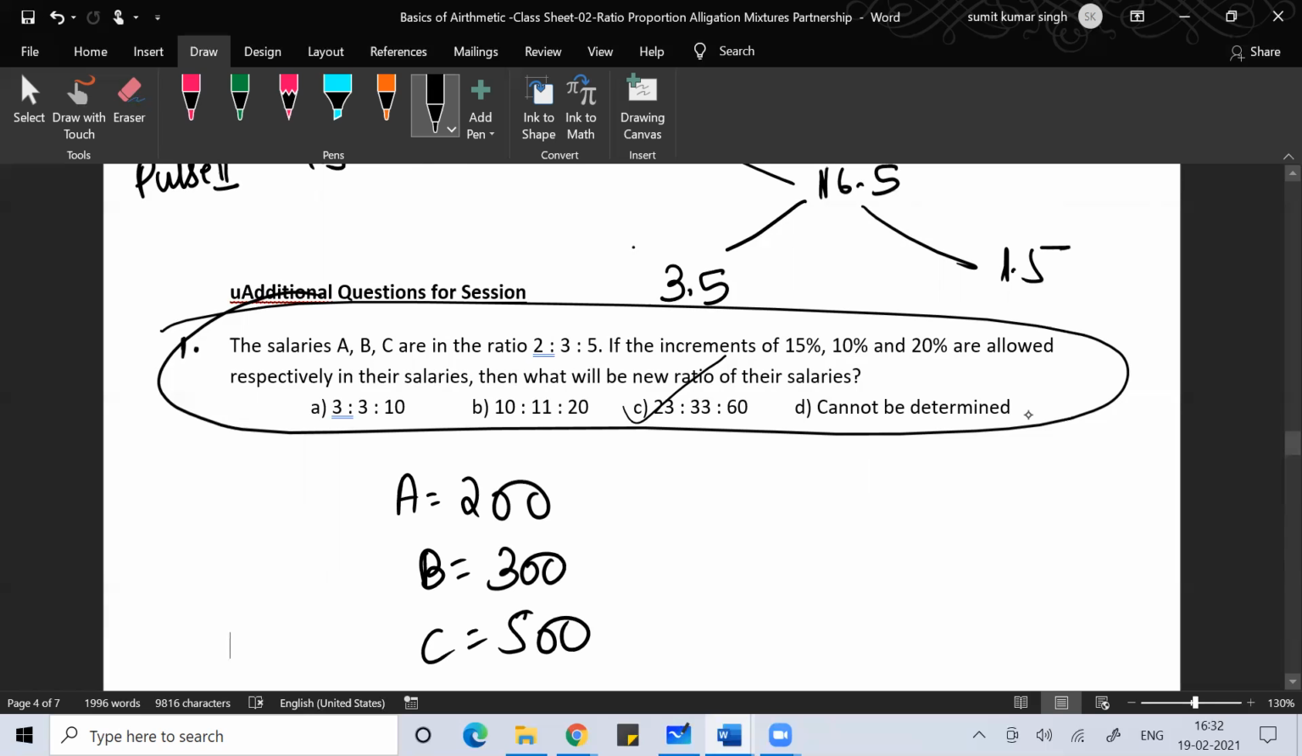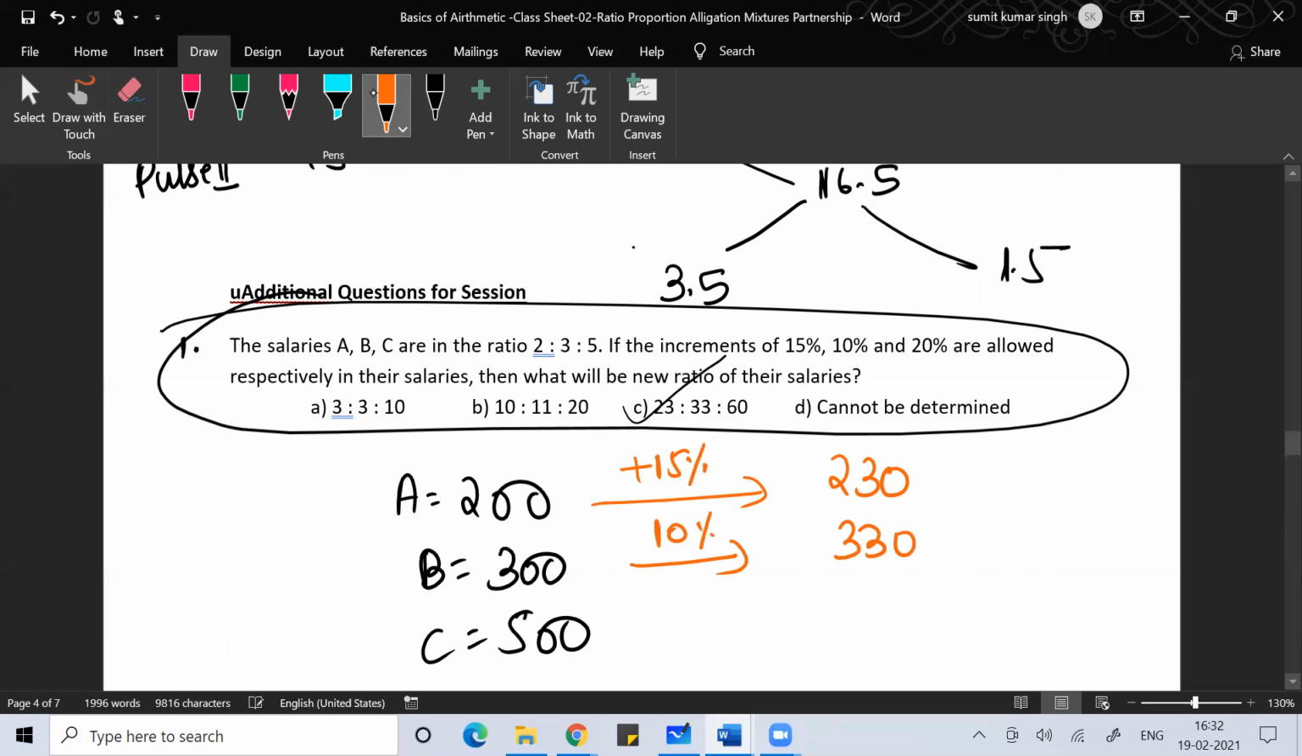So now if there's an increment of 15% allowed respectively in the salaries, increment of 15%. So if this increases by 15%, so 10% is 20, and 5% will be 10. So this becomes 230. This increases by 10%, this becomes 330. And this increases by 20%, so this becomes 600.